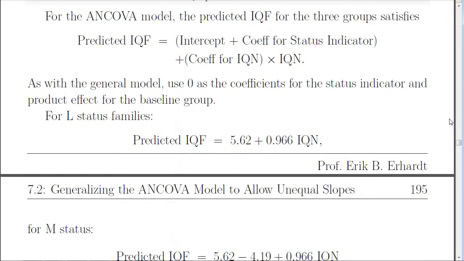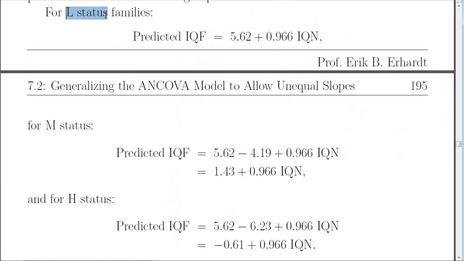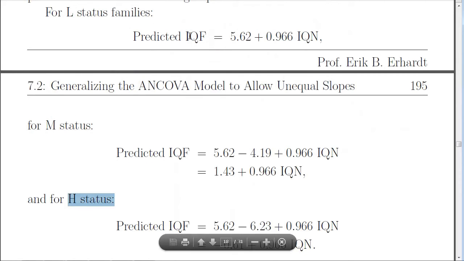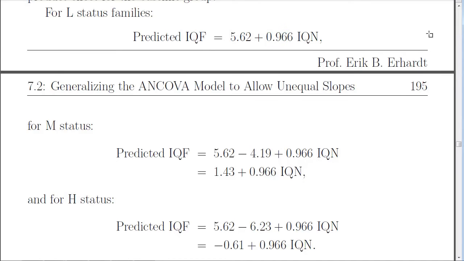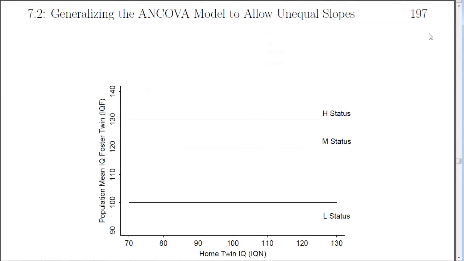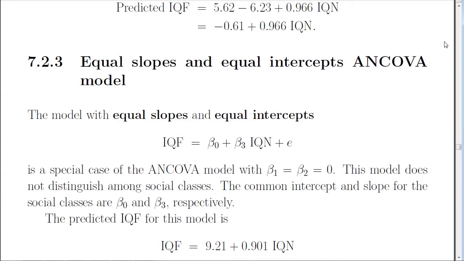All right. Just for pedagogy, let's write out what the fitted model equation is for our three status groups. We have our low group, medium group, and high group, and the predicted foster child's IQ is the intercept and the slope for the low group. So can we get both on the same screen? Oops, sorry about that. Jumping around.